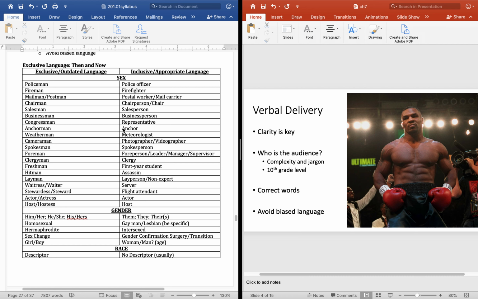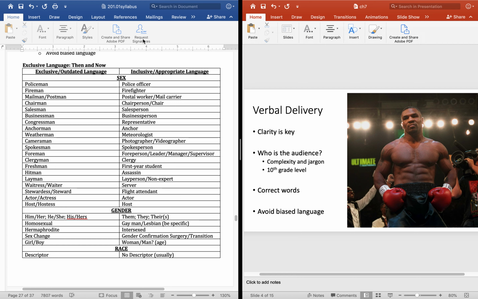I mean, policeman, we have police officer. Fireman, firefighter. Mailman or postman, postal worker, mail carrier. Chair instead of chairman. I don't know why people sometimes still say chairperson. I just think chair is easier. Usually shorter is better. Salesman, salesperson. Businessman, businessperson. Congressman, representative. Anchorman, or an anchor, like on TV, right? Weatherman, meteorologist. Cameraman, photographer or videographer. Spokesman, spokesperson. Foreman, a foreperson, or the leader, manager, supervisor. Those are all the same basic meaning.